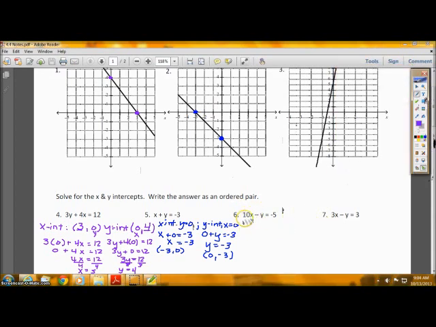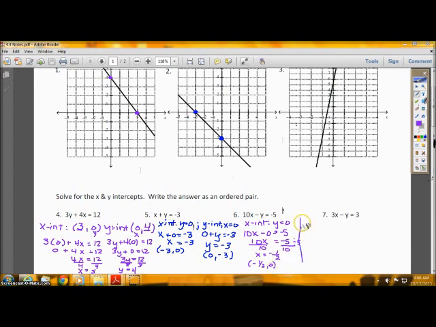Okay, number 6. 10x minus y equals negative 5. When I find my x-intercept, that means I'm going to be plugging in 0 for y. So I get 10x minus 0 equals negative 5. That leaves me with 10x equals negative 5. Divide by 10, and x equals negative 5 tenths. However, I'm going to simplify that. They're both divisible by 5, and that gives me negative 1/2. So my x-intercept is going to be at (negative 1/2, 0).